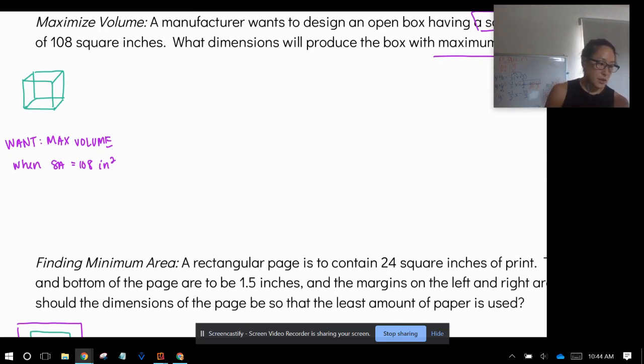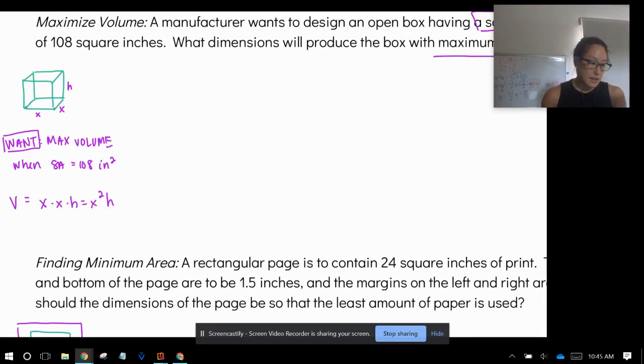Other things we know is that the base of the box is x by x because it's a square, and the height we don't know at this point. So the two dimensions of the base need to be the same, and the height can be something else. I know that the volume is length times width times height, so it's x times x times height, which is x squared times height.